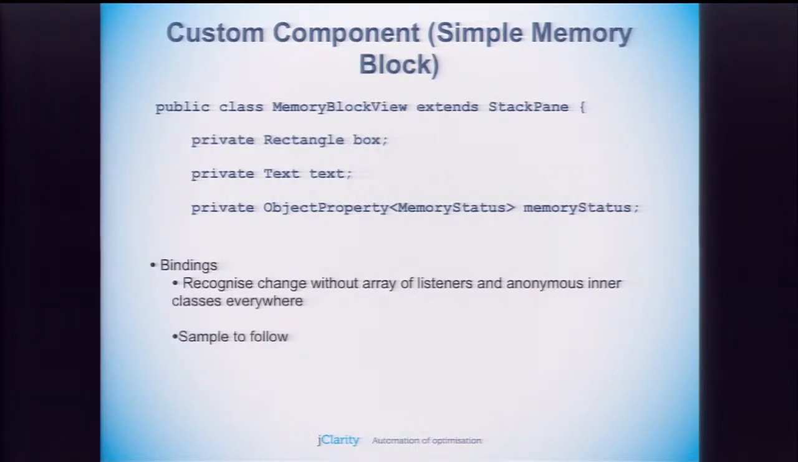So what we do here, you'll see that this has an object property wrapped around the memory status. This is our first introduction to bindings, and it's also a way of getting around having to fire events manually for when things change and update and reflect it in the UI, which is what you would have to do, as far as I'm aware, in Swing. So this is a recognition of the change without having a whole array of listeners and anonymous inner classes.